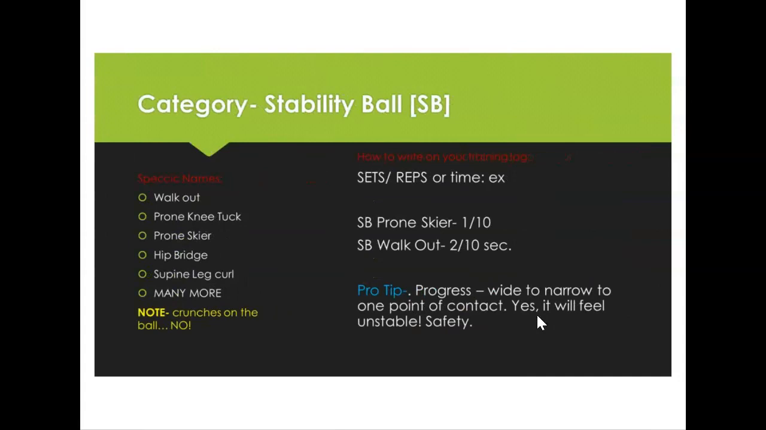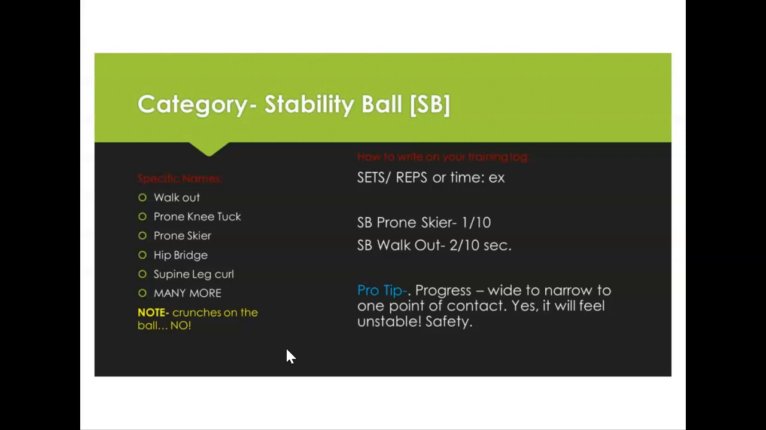Another category, you're going to learn a bunch of stability ball exercises. You write SB, then the name of that. These are some different names that you'll learn: walkout, prone knee tuck, prone skier, hip bridge, supine leg curl. There's many, many more. Notice we never did a crunch on the ball, so I don't expect you to do that. That makes my eyes want to bleed.